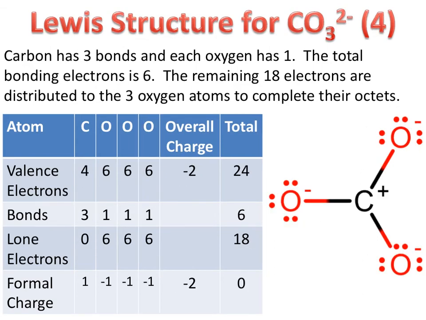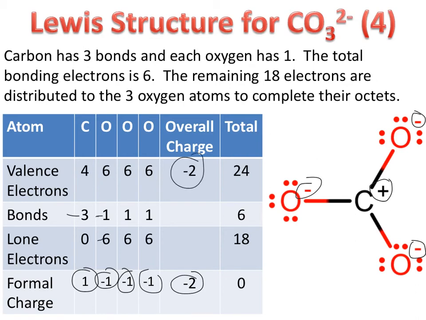Now looking at the formal charges, for the carbon, it's 4 minus 3 gives us a plus 1. For each oxygen, it's 6 minus 1 minus 6. Each one of those is negative 1. As we can see, we've drawn those on the structures. And then if we add up the formal charges along the bottom row, 1 minus 1 minus 1 minus 1 is minus 2, which is what we would expect for the overall charge. And just to check, 24 minus 6 minus 18 is 0. We've accounted for all of the electrons in the structure.